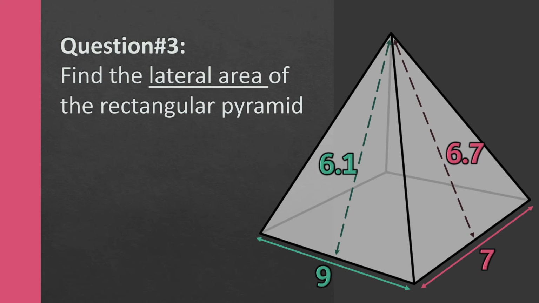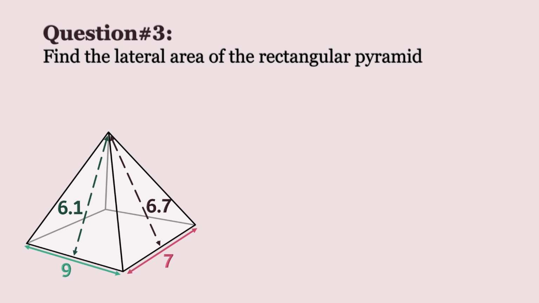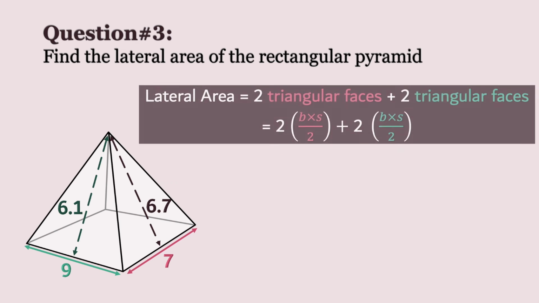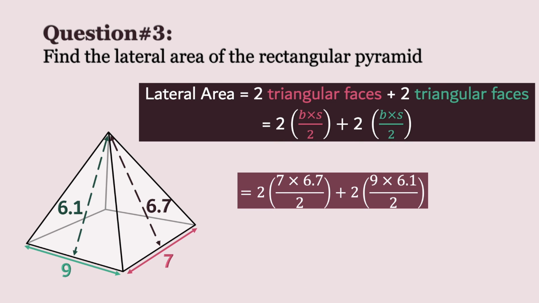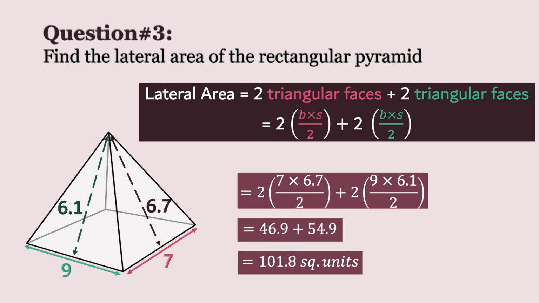Let's jump into the third question right away. Find the lateral area of the rectangular pyramid. It's the same pyramid, except you need to look for lateral area. Pause the video and give it a try. As long as you remember what the lateral area is, this question is super easy. To find the lateral area of this pyramid, you simply need to add up all the triangular faces' areas. Substitute the corresponding slant height and base length together into the formula. Solve them algebraically, and this is the final answer you will get.